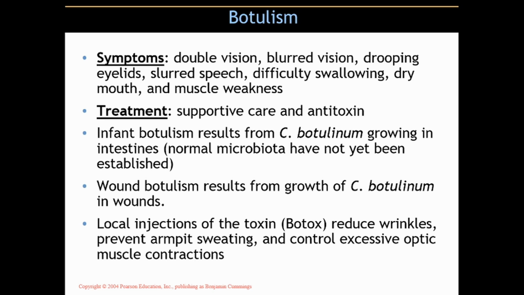So what are some of the symptoms of botulism? Double vision, blurred vision, drooping eyelids, slurred speech. You see, because these muscles aren't able to function properly. Like with the case of tetanus, you have the lockjaw. Your jaw muscles become tightened, and they start to not be able to relax. Here you have ocular muscles not working properly. Your tongue isn't working properly. The muscles that enable us to swallow and carry out peristalsis aren't working properly. Dry mouth, because you're not able to contract salivary glands and the muscles that are surrounding them, and muscle weakness as well.